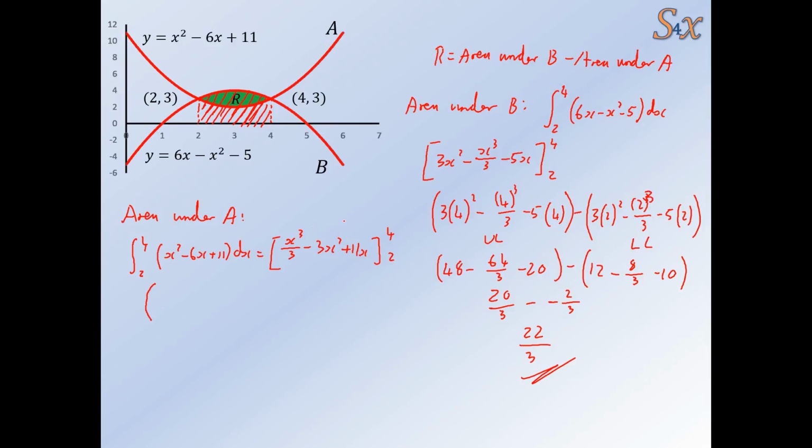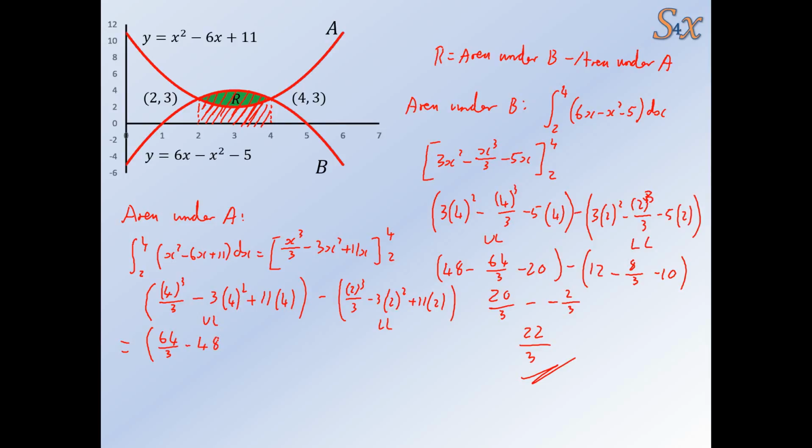Now I substitute in my limits, so instead of x cubed over 3, for the upper limit I'm going to get 4 cubed over 3, minus 3 lots of 4 squared, plus 11 times 4, so that's all the upper limit done here, and subtract off the lower limit, which is 2 cubed over 3, minus 3 times 2 squared, plus 11 times 2. There's the lower limit, and then if I work out each term, we'll put it all in the calculator.